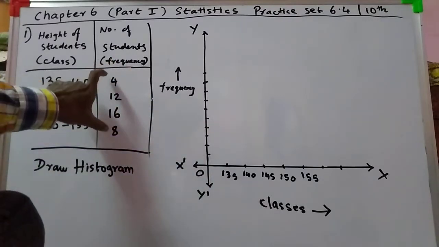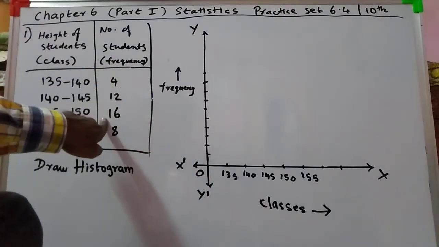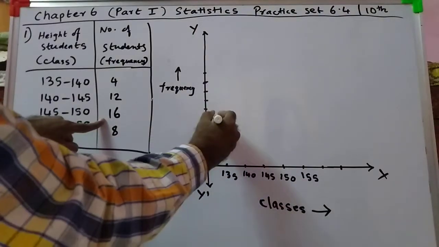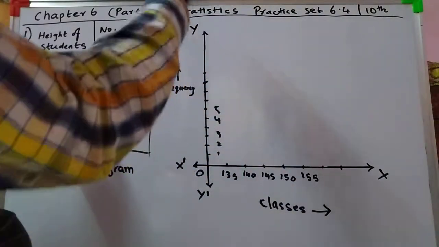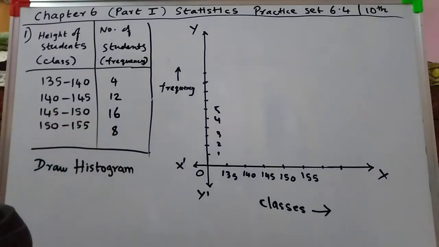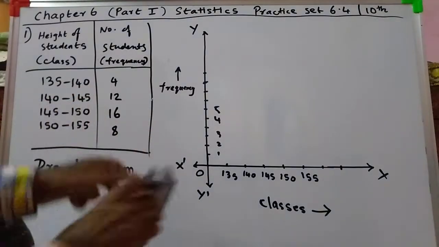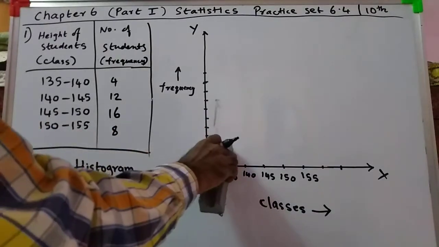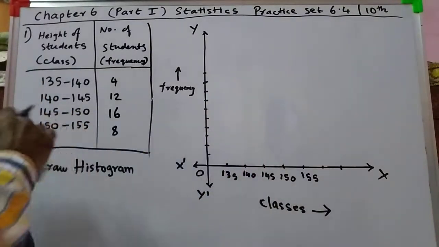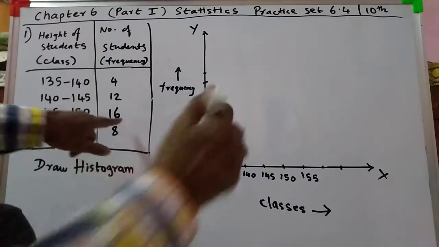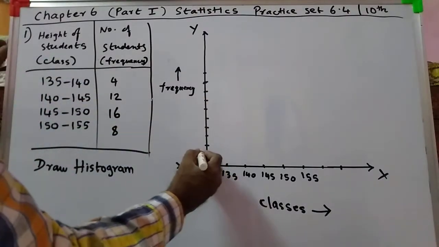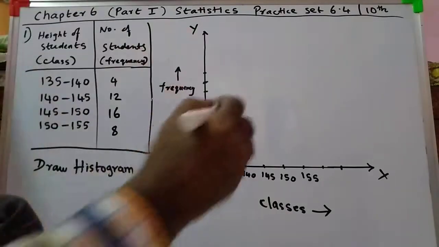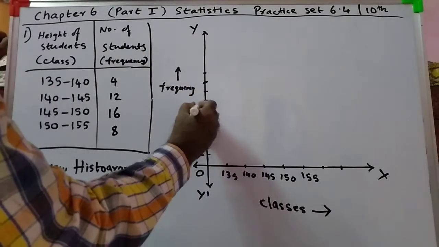Now this maximum is 16. I cannot take 1, 2, 3, 4, 5 here. It is very big. So I will take 2. So instead of that I will take 2. I take 10.